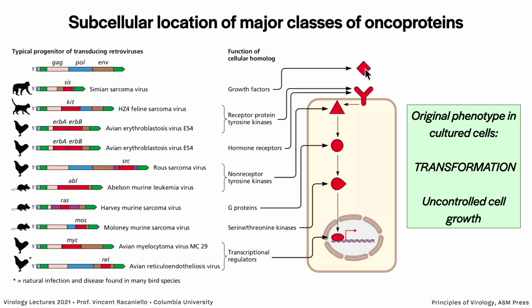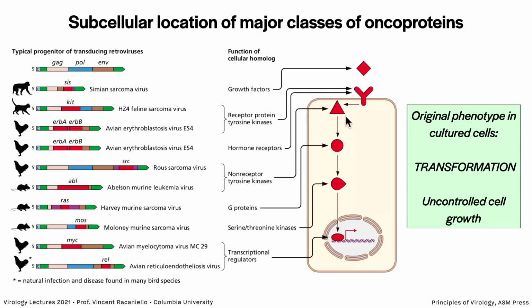It's a gene encoding a soluble growth factor. Now, on the right here is the signal transduction pathway that leads to cell growth. It starts with a growth factor binding to a growth factor receptor. Receptor protein tyrosine kinases initiate a phosphorylation cascade. Eventually, a transcription protein goes in the nucleus and turns on genes that are involved in growth control.